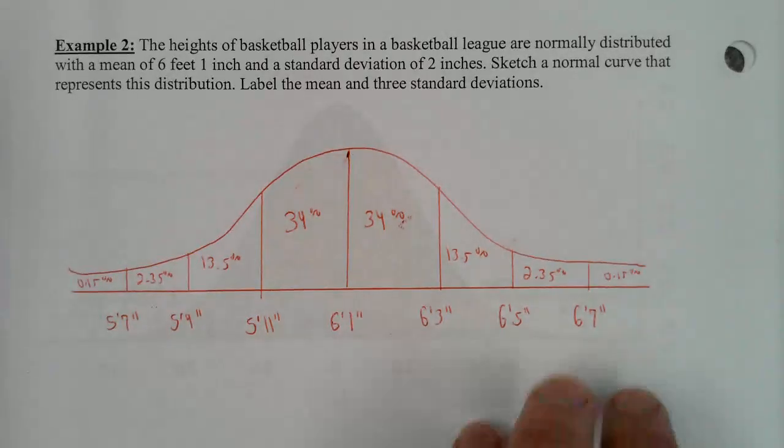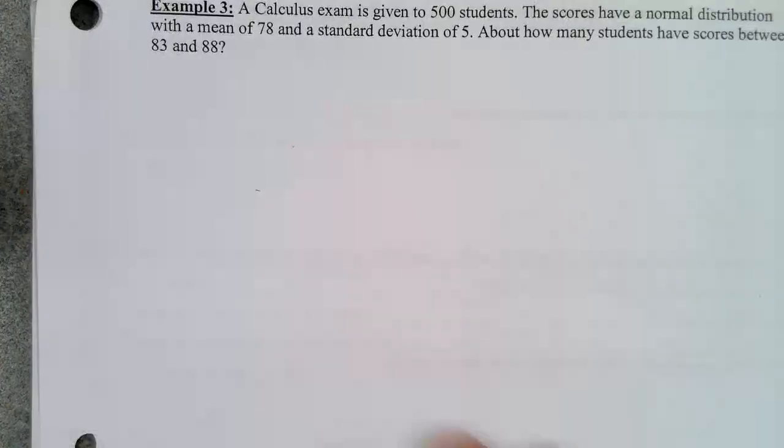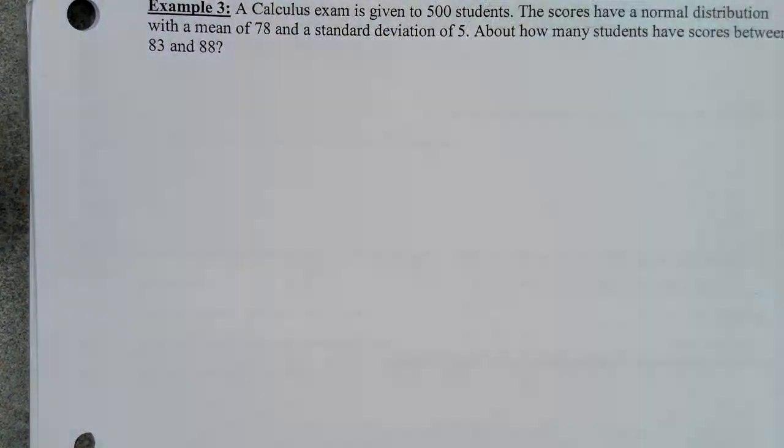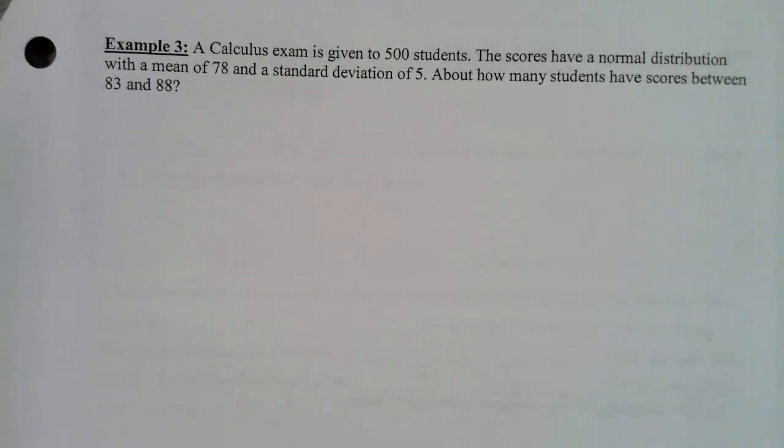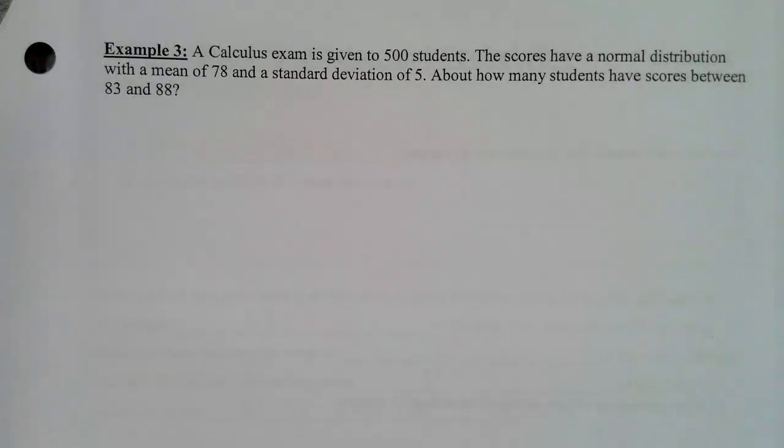All right, next page. A calculus exam is given to 500 students. The scores have a normal distribution with a mean of 78. That's a little better than example 1. And a standard deviation of 5. About how many students have scores between an 83 and an 88?